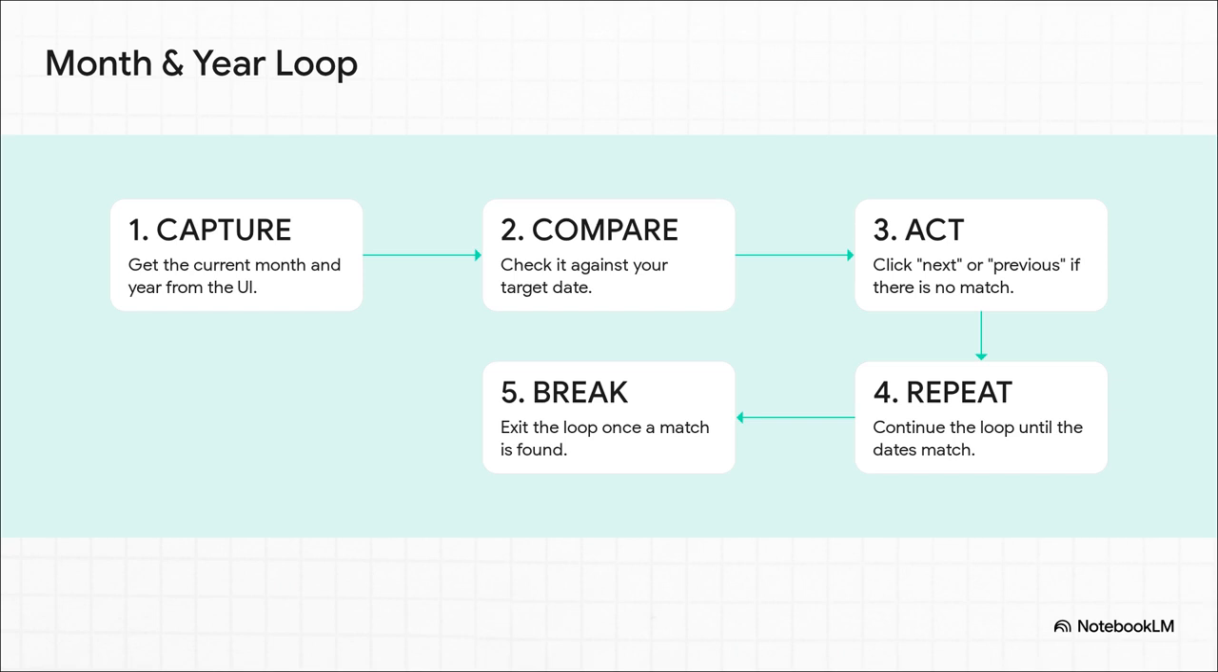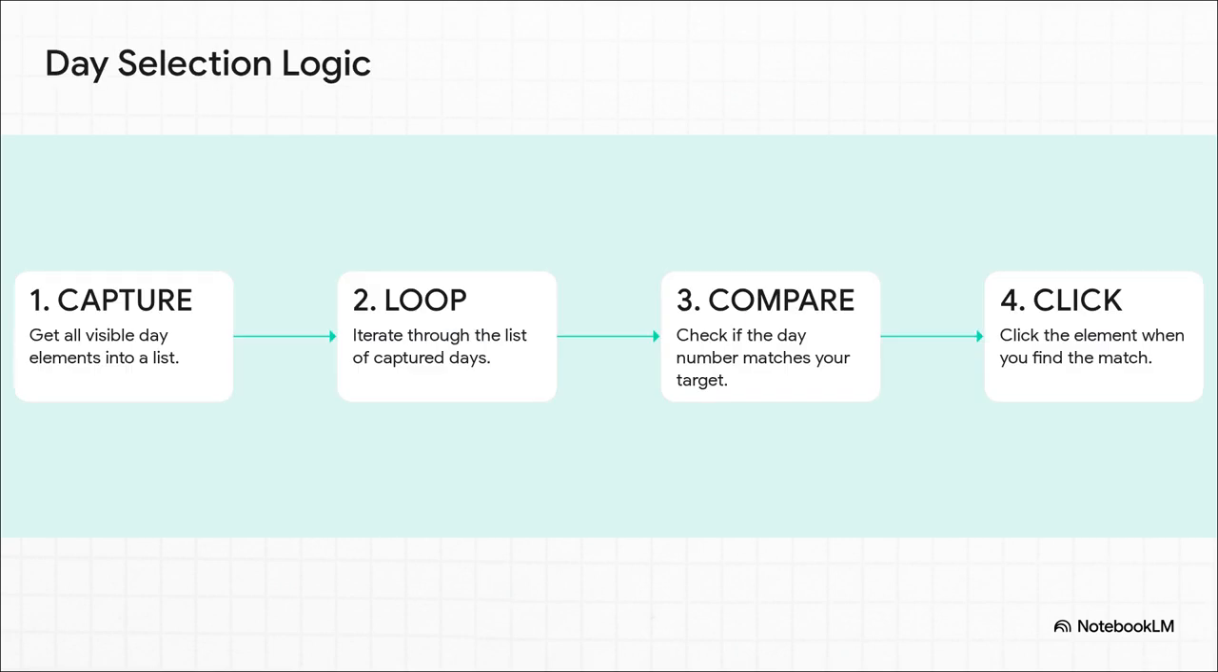And it just keeps doing that. Capture, compare, act, over and over until it lands on the right month and year. Once it finds a match, boom, it breaks out of the loop. All right, so once you're on the right month and year, part 2 of the logic kicks in.